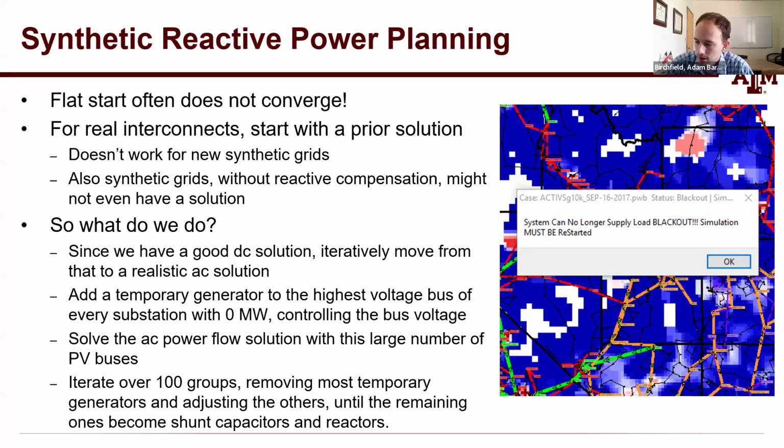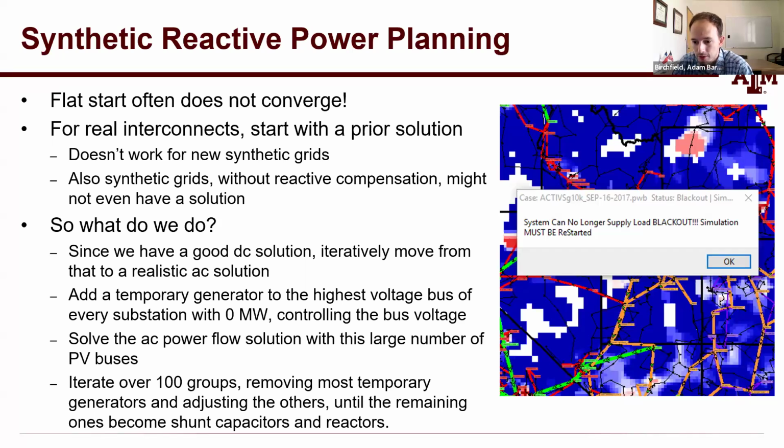So what do we do with this problem? We have developed a method that involves an iterative transition from the DC solution to a realistic AC solution. So step one for this method is to add a temporary generator to the highest voltage bus of every substation. This would be a generator with 0 megawatts, but it would have unlimited reactive power, or at least a very large capacity for reactive power, both positive and negative, controlling that bus voltage. Obviously, this isn't realistic because we're not going to have reactive compensation at every bus, but it gets us a starting point where we can get an AC power flow solution.